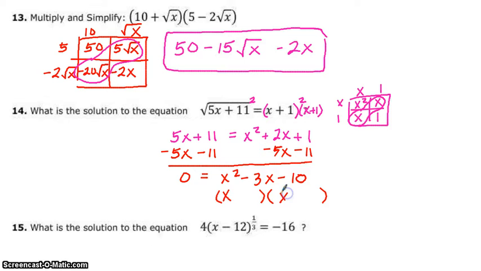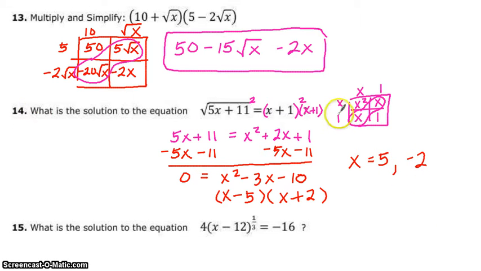X times x. All right, 5 times 2, negative 5 times positive 2. Okay, negative 5 times positive 2 is negative 10. And negative 5 plus 2 is negative 3. So that's where I came up with those numbers. And then the answers are actually what would make each one of these parentheses 0. So positive 5 would make that one 0, and negative 2 would make that one 0. Okay, except there's one more step you have to do.